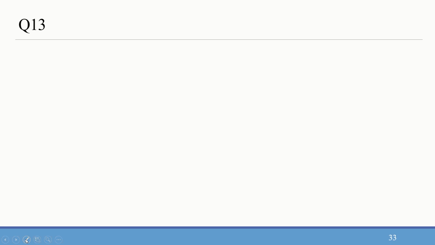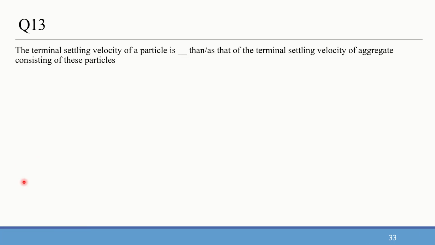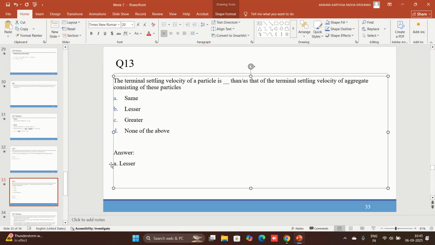So the aggregate terminal settling velocity is higher than the individual particle terminal settling velocity, or in other words, the individual particle terminal settling velocity is lower than that of the terminal settling velocity of the aggregate consisting of these particles. Even though the density of the aggregate is lower than the density of the individual particle, the aggregate settles faster. So the answer is option B, lesser, because we are comparing the individual particle with that of the aggregate, so it is lesser. Option B is the right answer, it is not A.